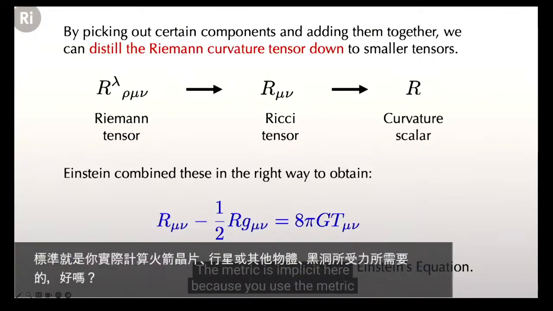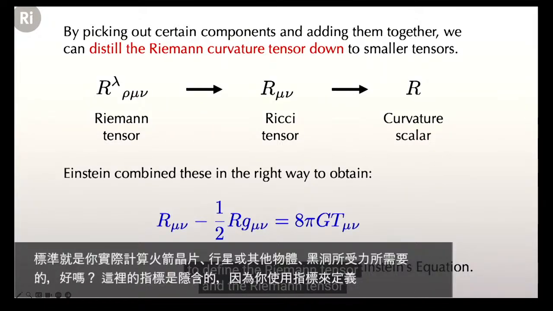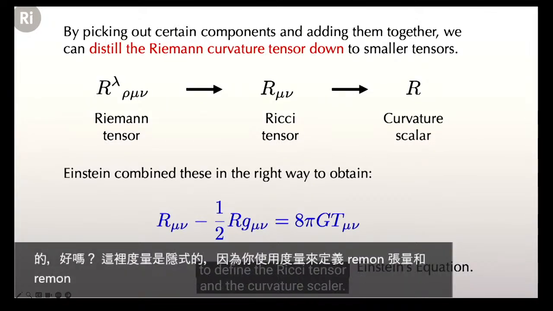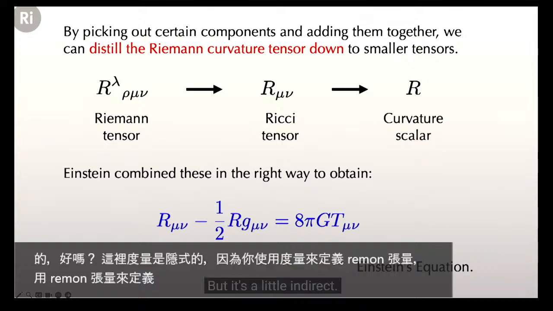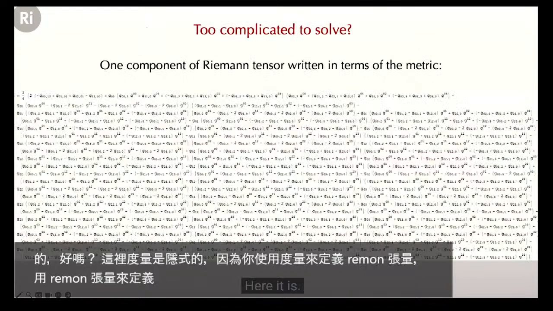The metric is implicit here because you use the metric to define the Riemann tensor and the Riemann tensor to define the Ricci tensor and the curvature scalar, but it's a little indirect. In fact, it's kind of like super duper indirect. So just to let you know, I've written out one component of the Riemann tensor in terms of the metric. Here it is.